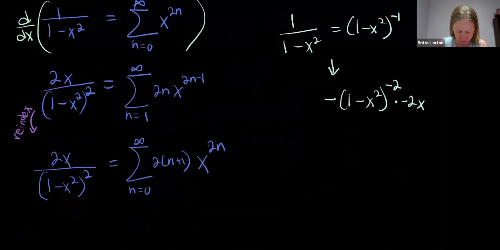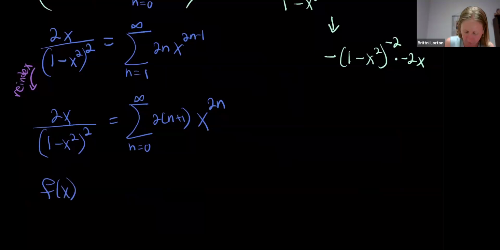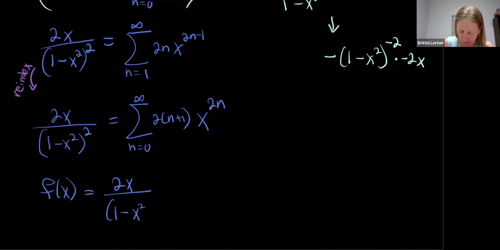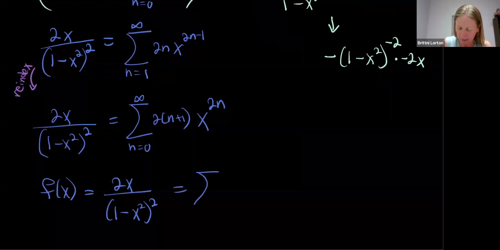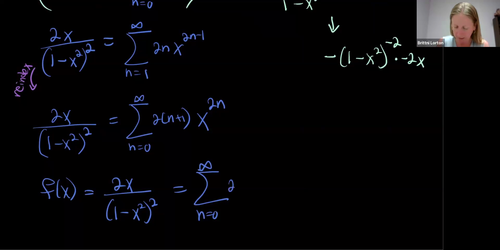So that's pretty cool. So now I know that my f of x, which the problem gave me to be 2x over 1 minus x squared squared, has a power series representation, sum from n equals 0 to infinity, 2 times n plus 1 x to the 2n.